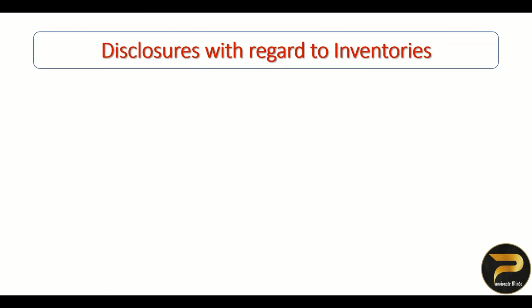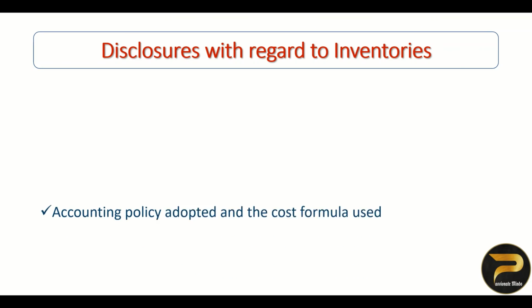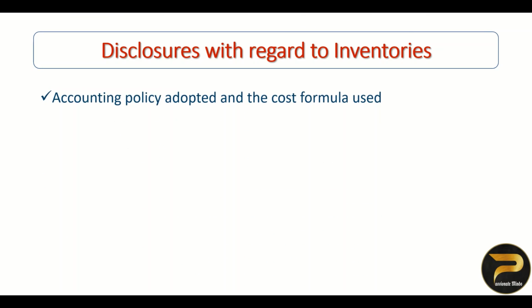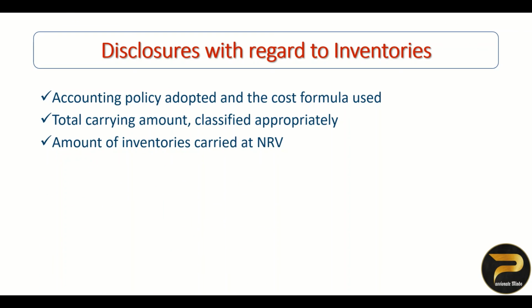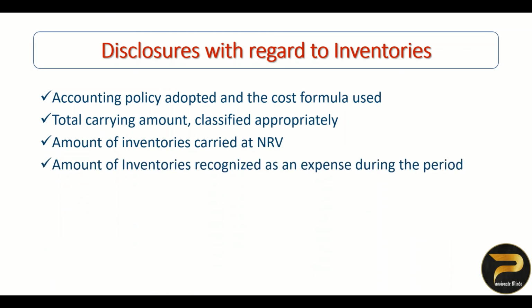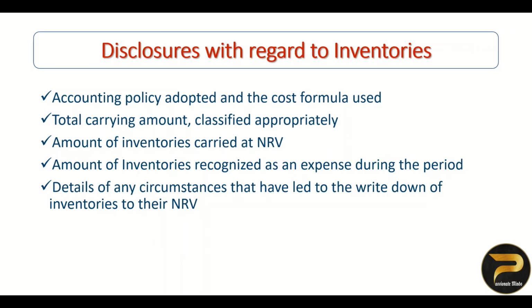Finally, the disclosures we need to make with regard to inventories. First, the accounting policy we adopted and the cost formula we used, whether it is FIFO or weighted average. Next, the total carrying amount of those inventories, the amount of inventories carried at net realizable value, the amount of inventories recognized as expense during the period, and the details of any circumstances that have led to the write-down of inventories to their NRV.